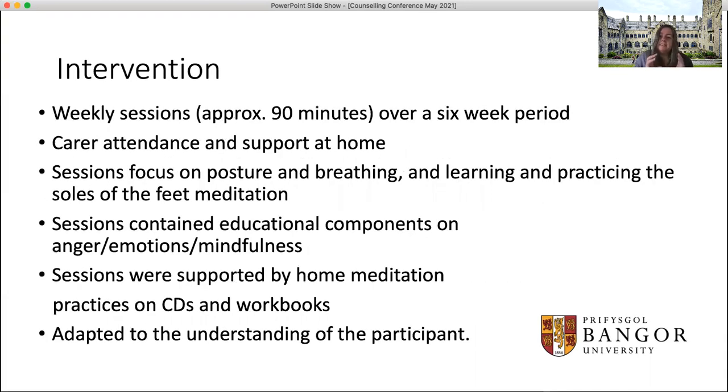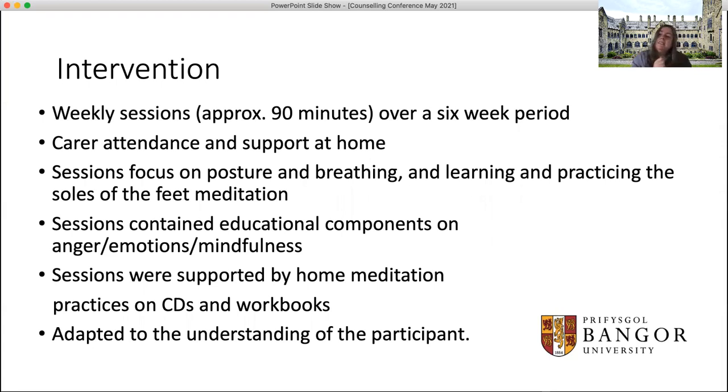So the intervention itself, as I said, was weekly over a 6-week period. Each session was 90 minutes. Now, for people with learning disabilities, having to pay attention for a lengthy period of time, 90 minutes for any one of us is going to be a long time, but within that there were regular short breaks as well, which is why it's 90 minutes as opposed to being full of content for that time.